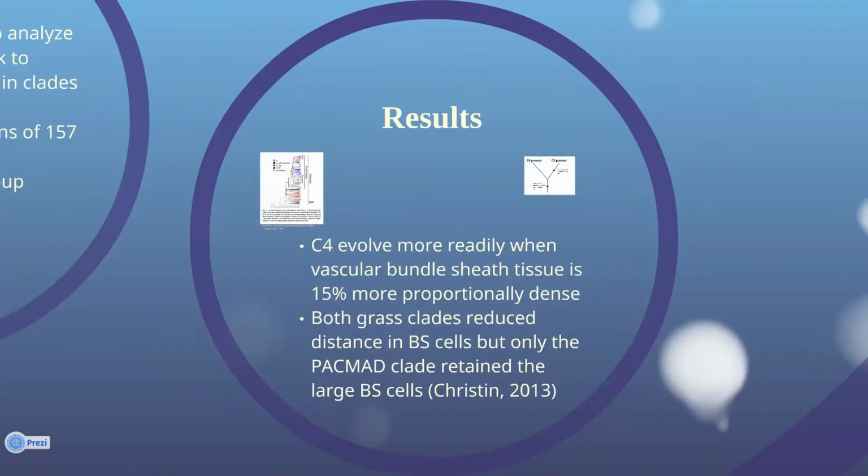Essentially, the clustering of C4 photosynthesis occurred in the PACMAD grasses because of the combination of traits that allowed for a foliated anatomy. It is believed that when carbon dioxide levels decreased 30 million years ago, plants such as grasses adapted by concentrating carbon dioxide around chloroplasts to aid in photosynthesis. This led to decreased cell distances in the bundle sheath and the eventual evolution of C4 photosynthesis.